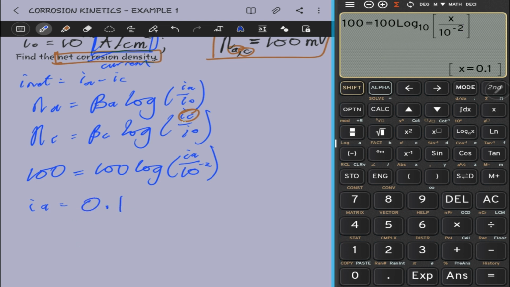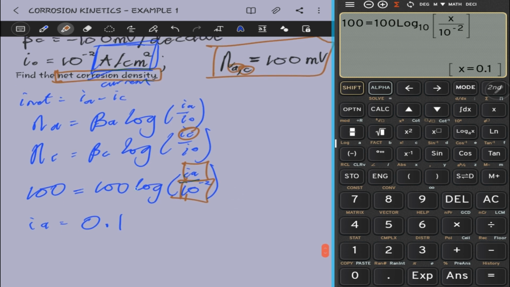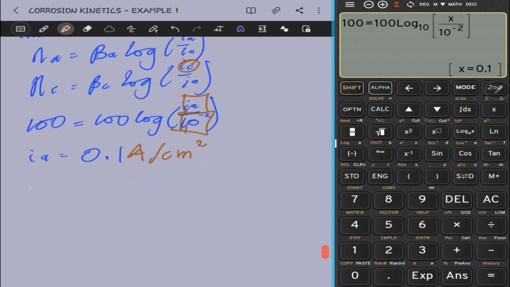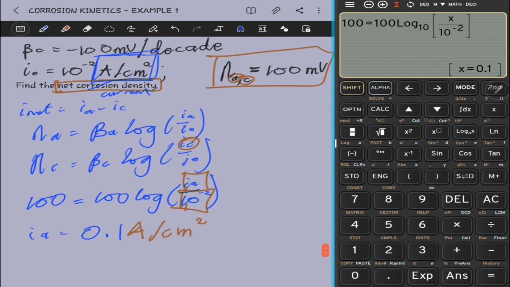But importantly, the units for the denominator and the numerator should be the same. The denominator is in amperes per centimeter squared, so this as well will be amperes per centimeter squared. Okay, and then the cathodic. So this is for the anodic half.